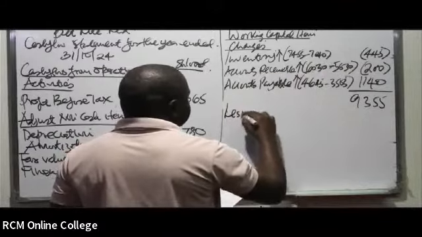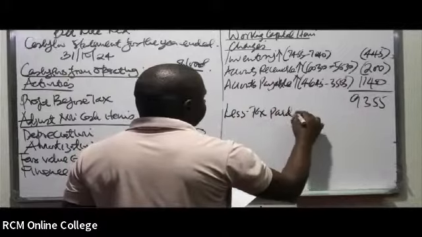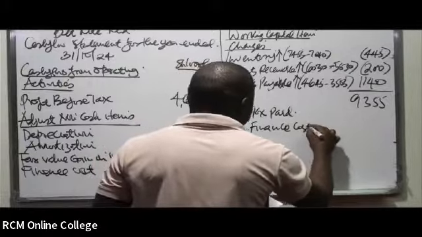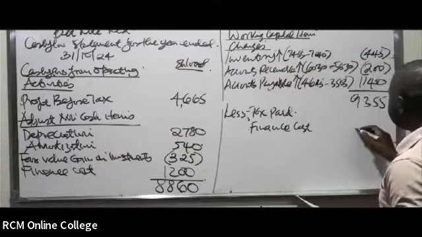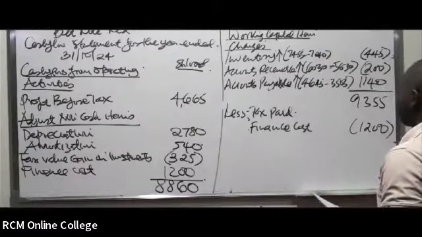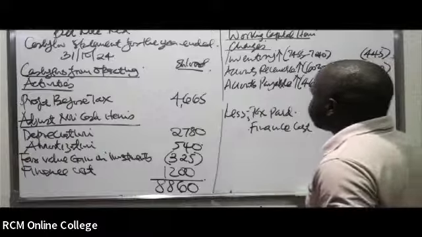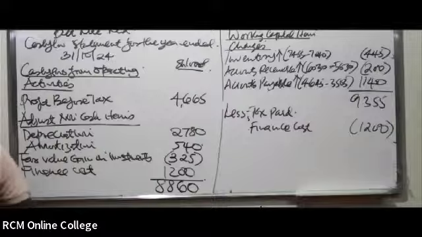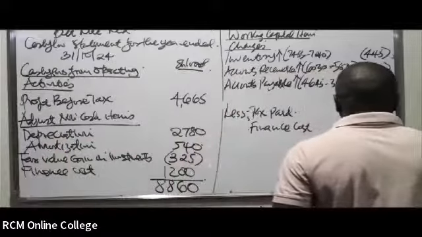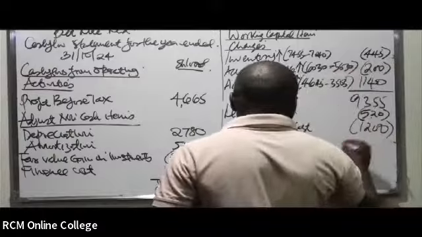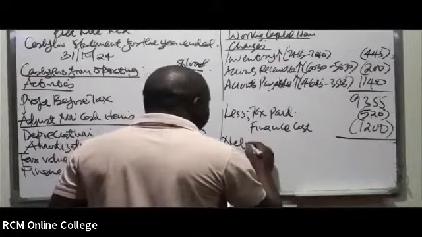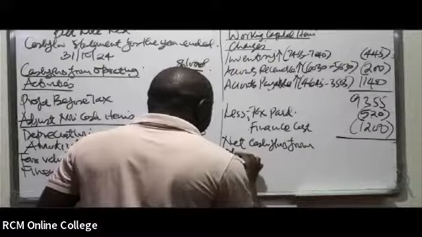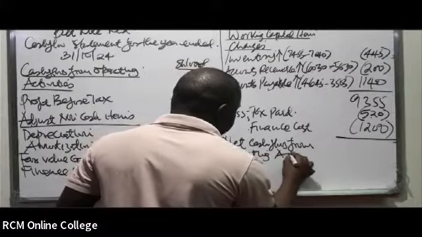So less tax paid. This one you've already been able to compute. Then less the finance costs. The finance cost is here, so you just deduct the same figure, 1,200. Then the tax paid, we've also been able to do it in the income tax expense. It was coming to a figure of 520. So we deduct 520. So with these ones now, at least we can come up with the net cash flows from operating activities.